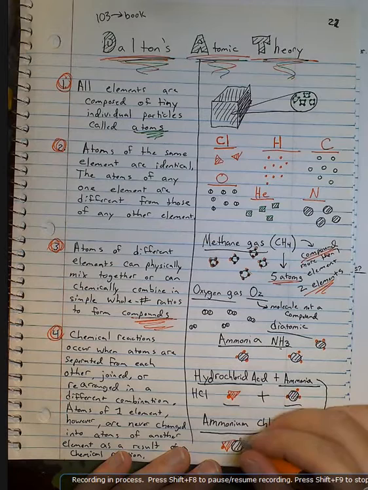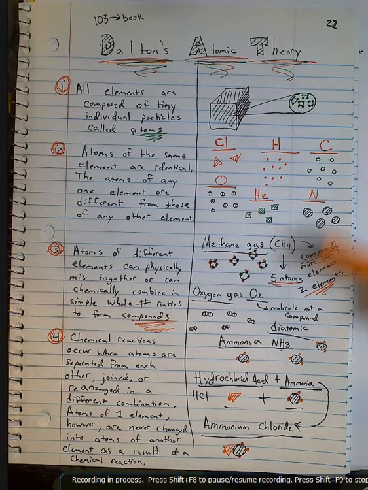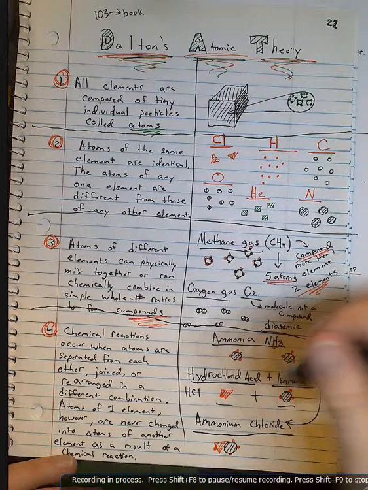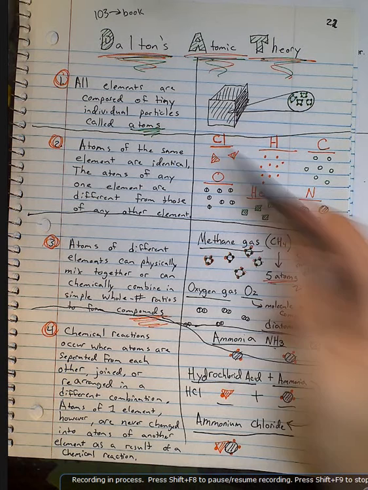So these four pictures, 1, 2, 3, 4, if we want to, we can do 1, 2, 3. Did I do that right? Yep, that should go down there. And there's four. So these are four picture notes that line up with Dalton's atomic theory. All right, let's take a look at the homework for today.